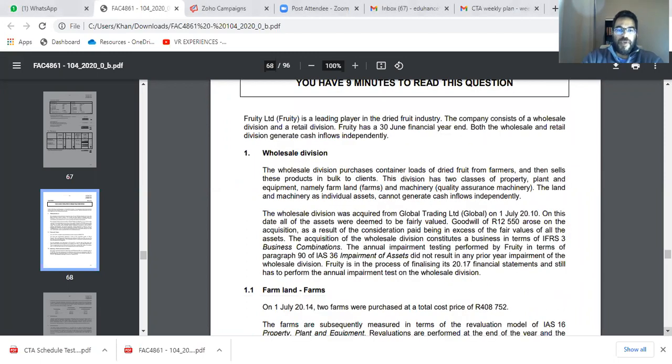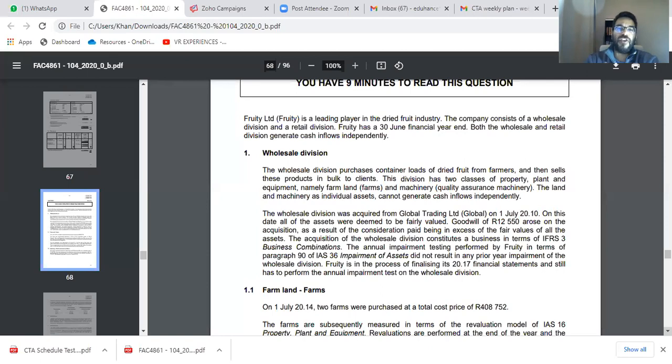So they say the following. Fruity Ltd is a leading player in the dried fruit industry. The company consists of a wholesale division and a retail division. Fruity has a 30 June financial year end. Both the wholesale and retail division generate cash inflows independently.